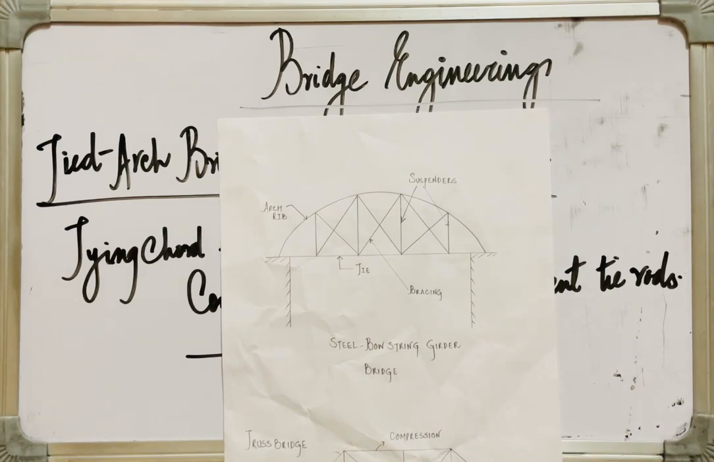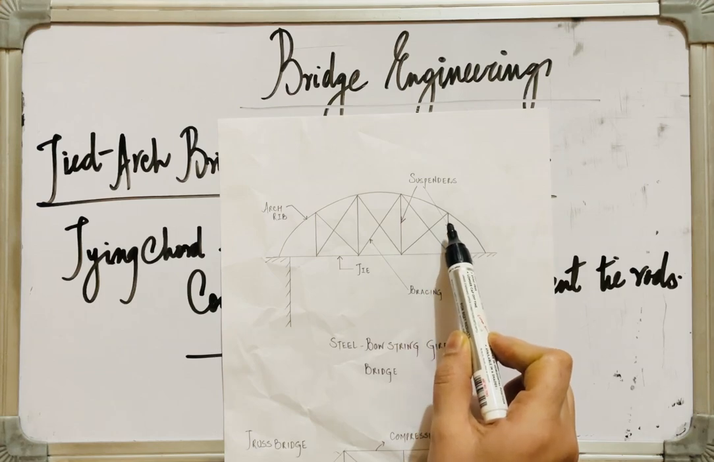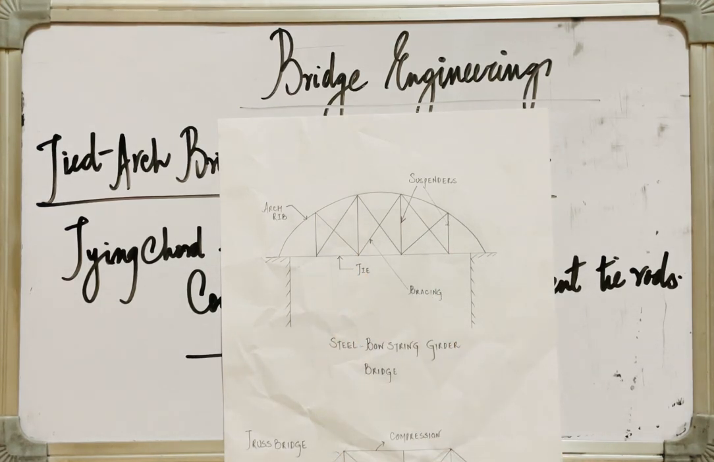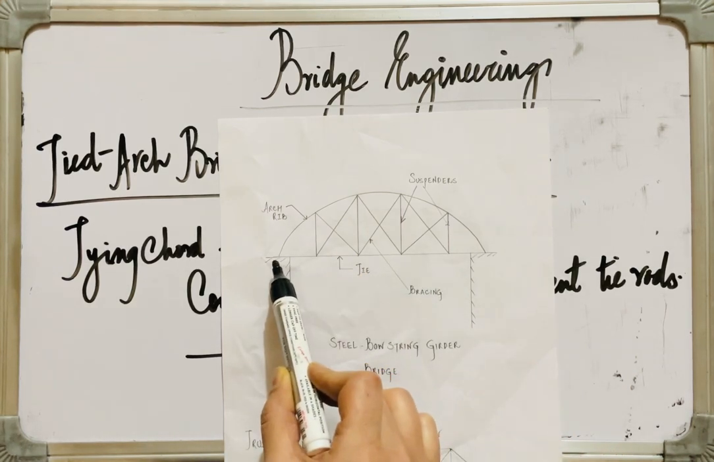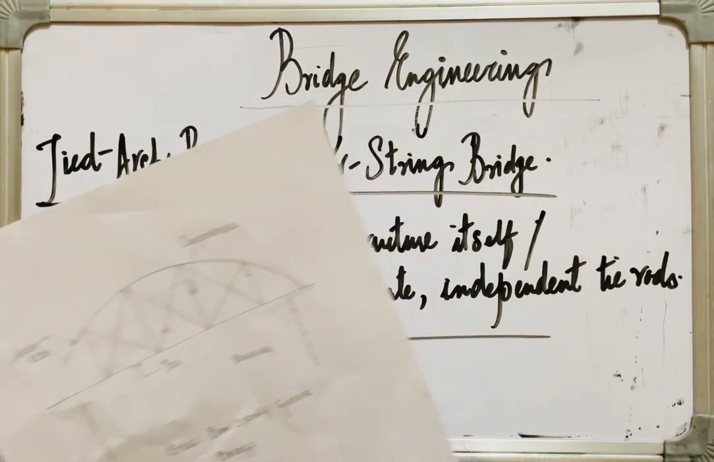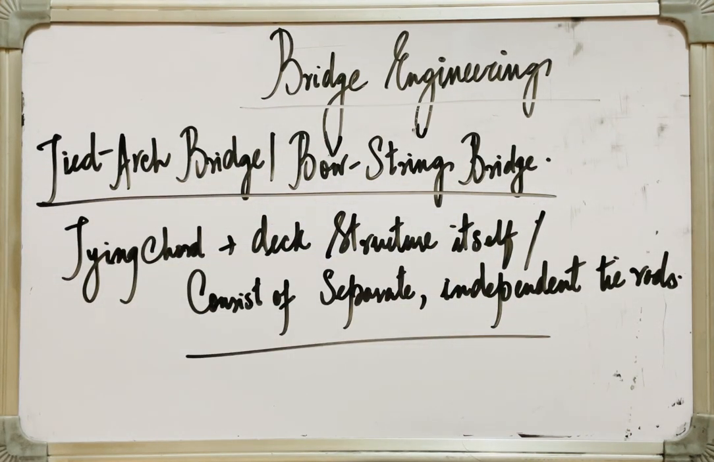This is a steel bowstring girder type bridge. This is the arch rib. These are the hangers or suspenders. This is the bracing, as we do it in case of steel bowstring girder bridges. And this is the tie, or this is also the deck of that tied arch bridge. So the tying cord or the tie may be the deck structure itself, or it may consist of separate, independent tie rods, in case of a tied arch bridge.